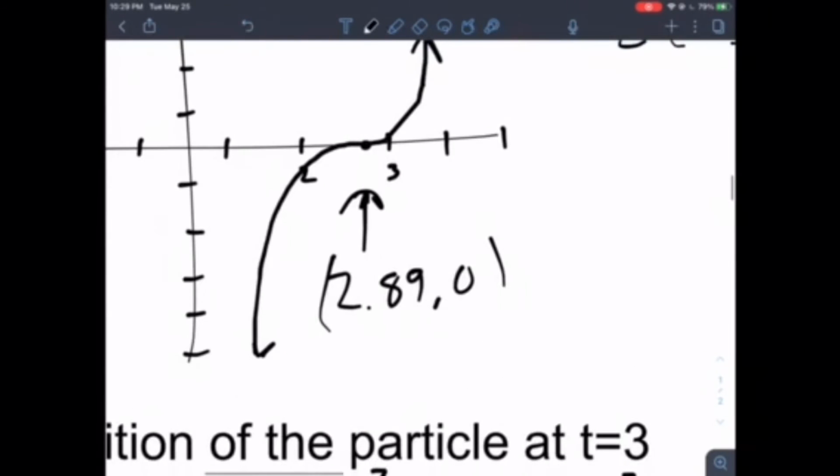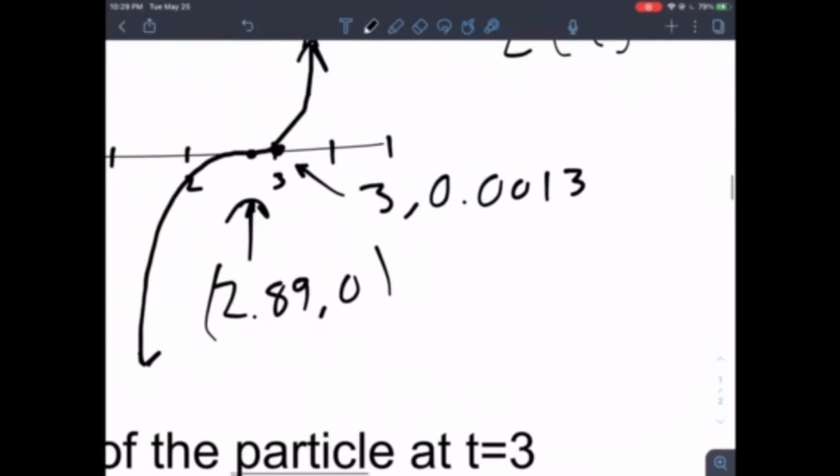Alright, now let's check that with our graph. Alright, we can look. Let's see what we have on 3. That looks pretty close. See, 1's right there. So that's 0.001331.